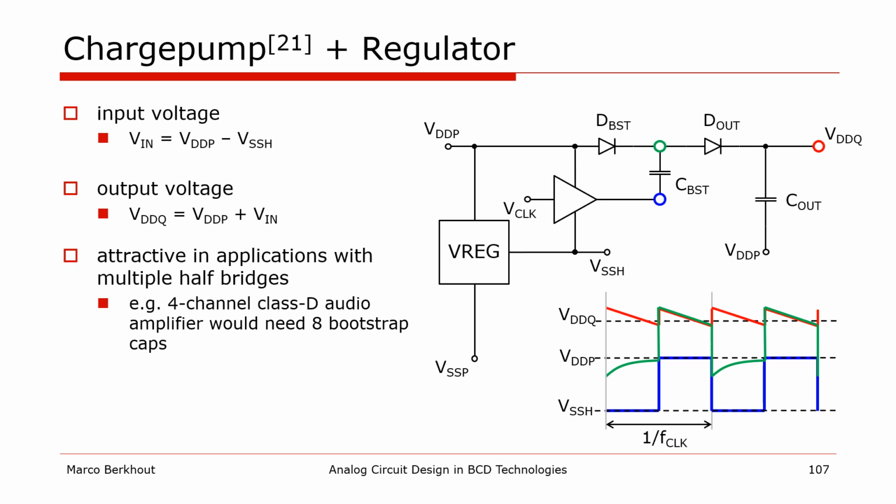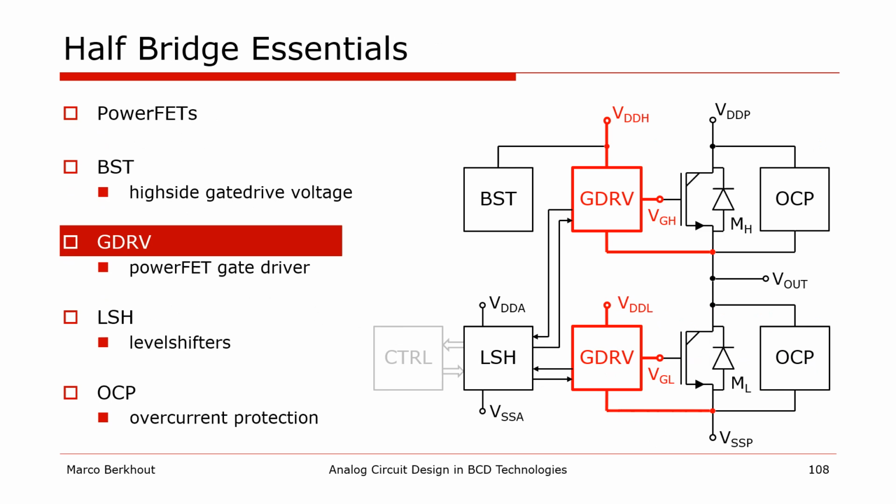This is attractive in applications that use multiple half bridges, because the charge pump voltage can be shared by all, whereas if you use bootstraps, you need a dedicated cap for each half bridge. Now we know how to generate the drive voltage for the high side. It's time to have a look at the gate drivers themselves.